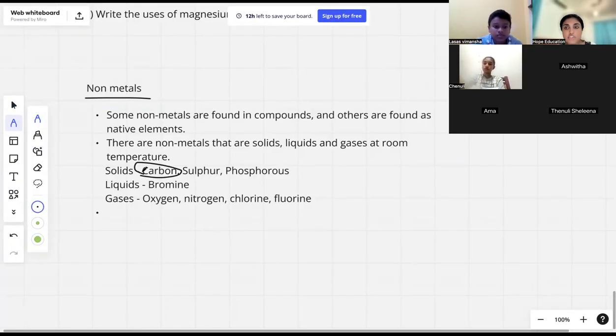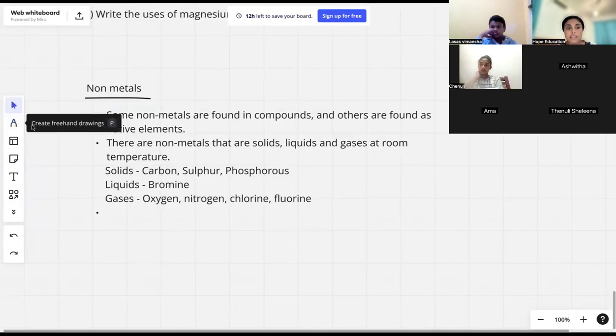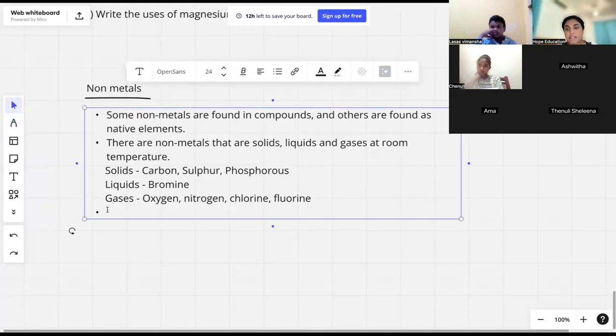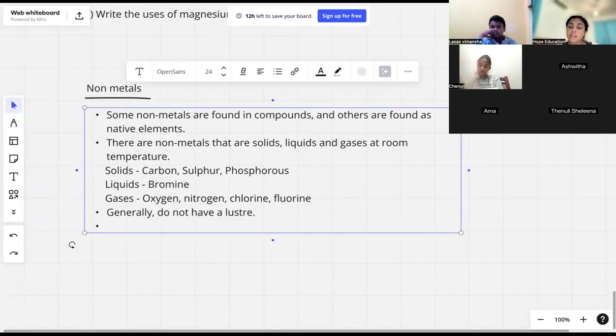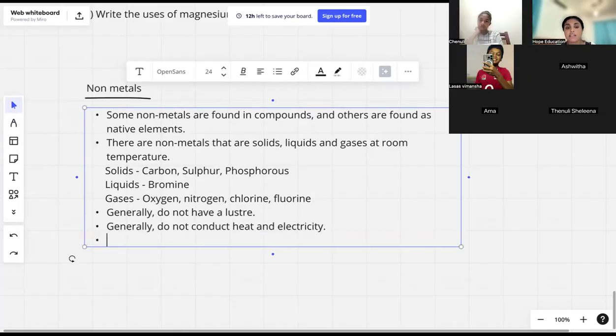Okay. So when you take coal or charcoal, do they have a luster? No. So just like that, non-metals generally do not have a luster. Also, metals conduct heat and electricity, but non-metals generally do not conduct heat and electricity, right? That is another feature of non-metals.